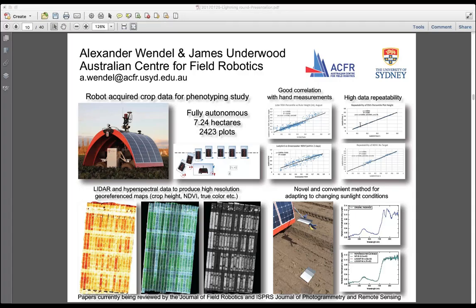I'd just like to draw your attention to some work we did over the last 2 years with our ground-based research robot, the Ladybird, which we took down to South Australia to scan some vast areas of crop for a phenotyping study. Because the robot's fully autonomous, we could achieve excellent repeatability and good correlation with the ground truth. One thing in particular we looked at is hyperspectral data, for which we looked at correcting for illumination changes. We came up with a very convenient approach for calibrating that, which uses very few target readings. If you have any questions, just send me an email, and thank you very much for listening.